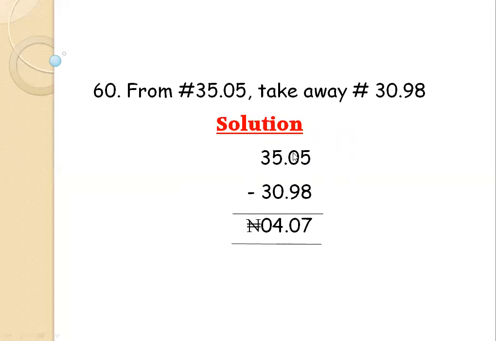This becomes 10. From this 10, I'll borrow 1 and put it here. This becomes 15. 15 minus 8 is 7. I'm left with 9 because I borrowed 1. 9 minus 9 is 0. I'm left with 4. 4 minus 0 is 4. And 3 minus 3 is 0. So my answer is 4.07 naira. So 35.05 minus 30.98 is 4.07 naira.